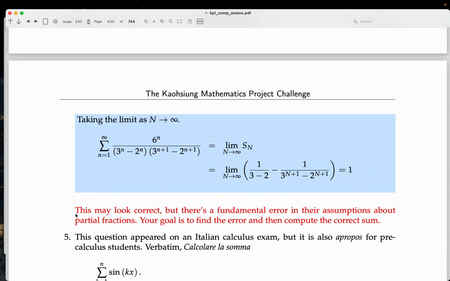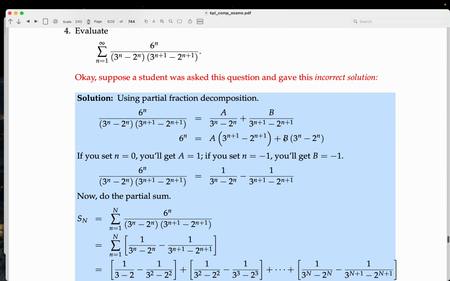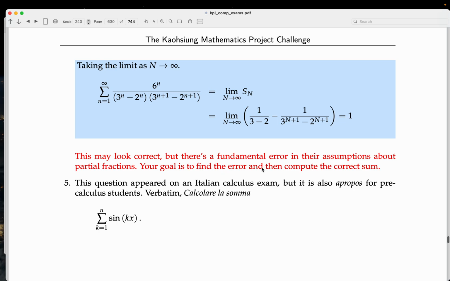But then in the red it says this may look correct, but there's a fundamental error in their assumption about the partial fractions. And again, I would study this and realize where there's a fundamental error and try to point out what that error is. And then what they ask you to do is your goal is to find the error. Yep, you got to look back over the work, just like you're a teacher, by the way. Where'd the student go wrong? And then compute the correct sum.